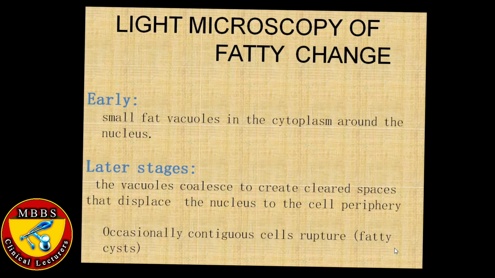So on light microscopy, small fat vacuoles can be seen in the cytoplasm around the nucleus. And if this is not reversed, then at a later stage the vacuoles coalesce to create clear space that displaces the nucleus to the cell periphery. Occasionally, contiguous cells rupture, forming fatty cysts.